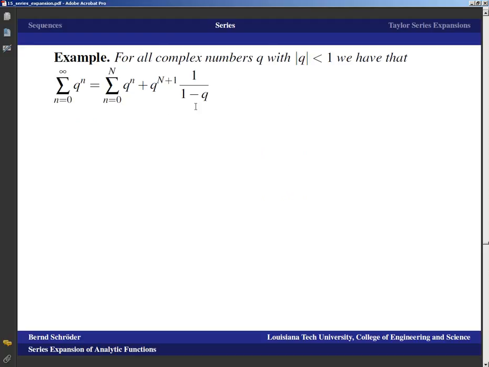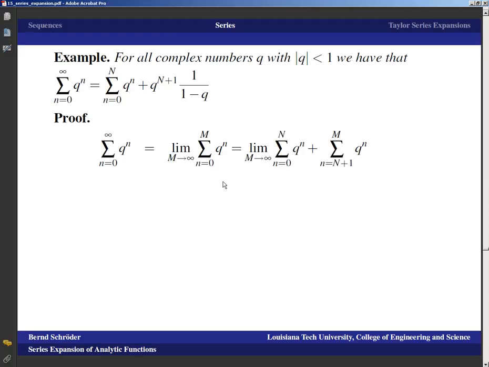We also want to be able to split this apart, and for every complex number q with absolute value of q smaller than 1, we have that the sum from n equals 0 to infinity of q to the n is the sum from n equals 0 to capital N of q to the n plus q to the N plus 1 times 1 over 1 minus q, and that's just messing with sums. We take the infinite sum, we realize that that's a limit of partial sums. Now realize that the partial sums, because we're going to break it up at a capital N, we use capital M as our dummy index here.